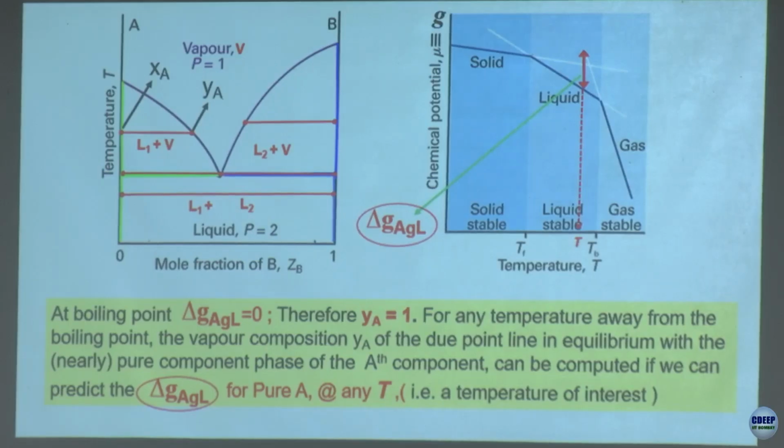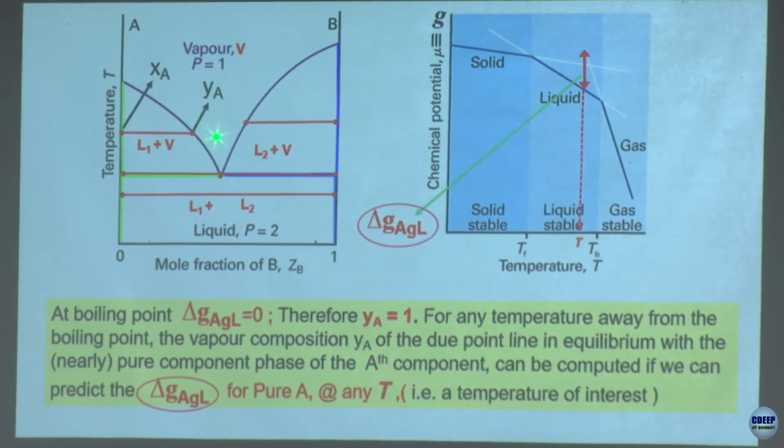This is again schematically shown here. This is the liquid phase, this is the gaseous phase. What we are interested in knowing is, at a given temperature T, what is the difference between this point and this point. That is this delta GAL, which is the difference in the chemical potential or molar Gibbs free energy of A in the gaseous phase and the liquid phase. If we know that, we can find out YA. So, all we have to find out is this difference now.